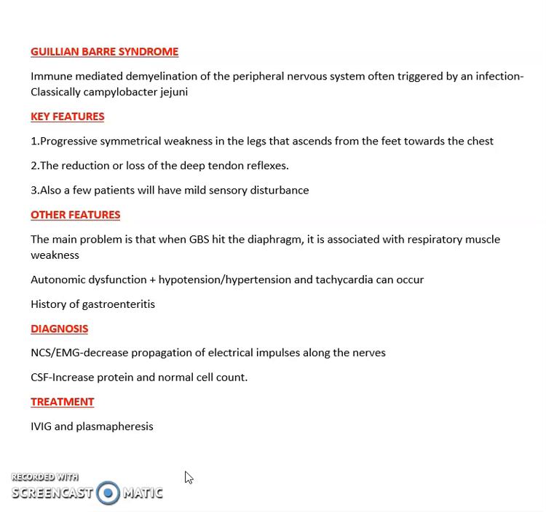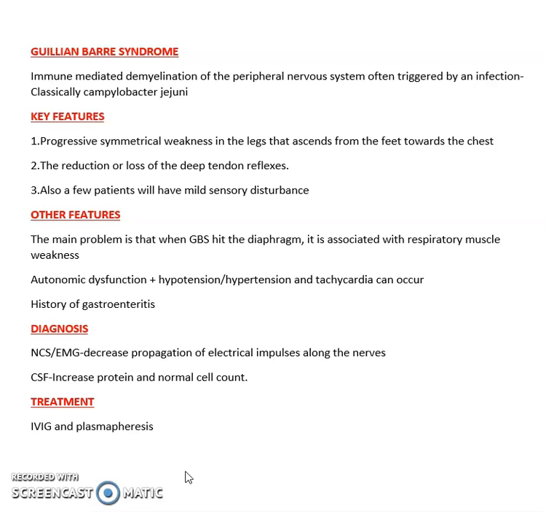Also, a few patients will have mild sensory disturbance. Other features that we need to mention: we talked about the fact that Guillain-Barre syndrome is an ascending weakness of the muscles. Now, when Guillain-Barre syndrome hits the diaphragm, it is associated with respiratory muscle weakness. In addition to this, we could also have autonomic dysfunction with hypotension or hypertension and tachycardia. Both of these can occur.